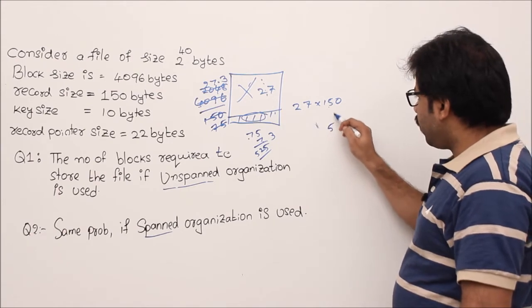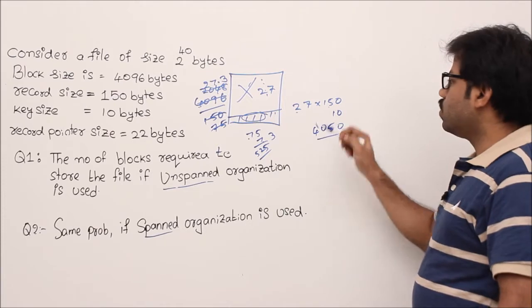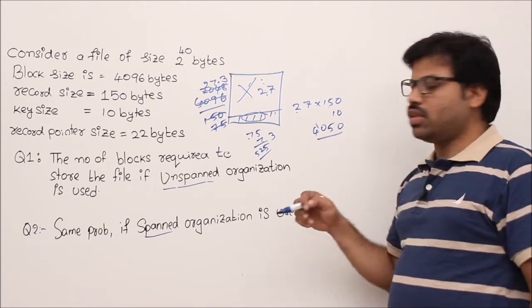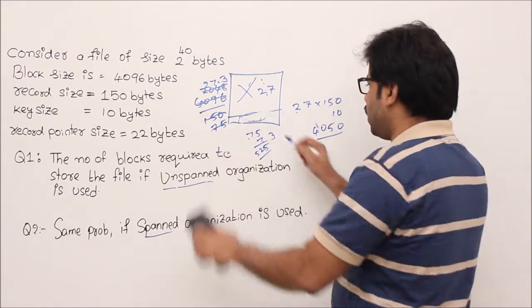Otherwise, I do it like this. 15 7s are 105, 10. 15 2s are 30. 30 plus 10 is 40. 4050. So 4050 space will be used, and 46 will be unused. Okay. So finally, this 46 is waste.